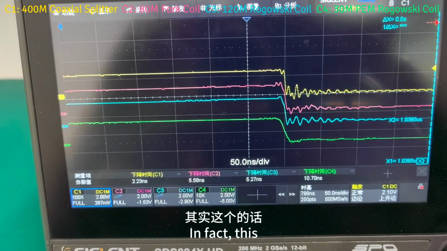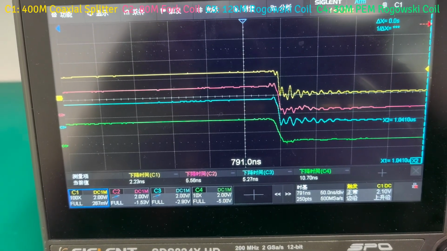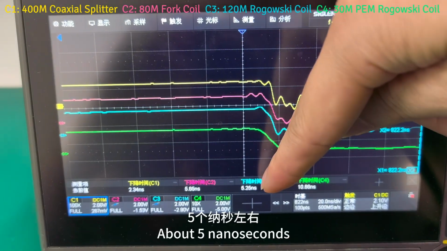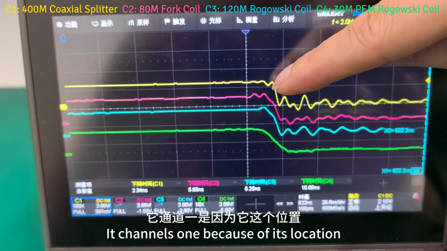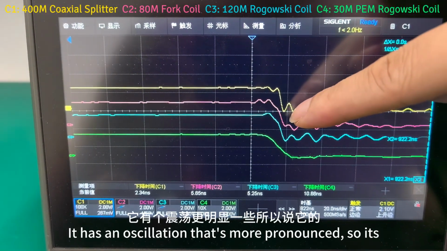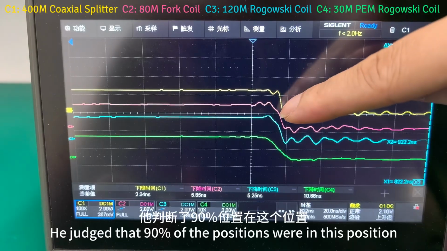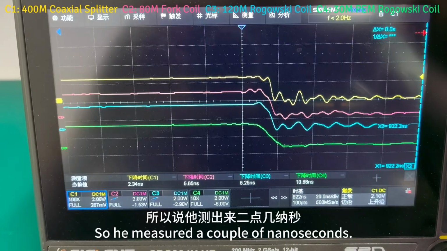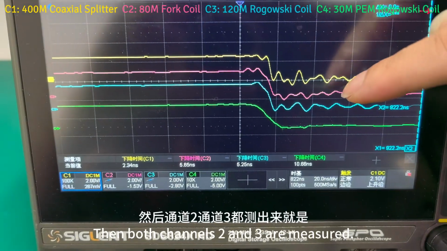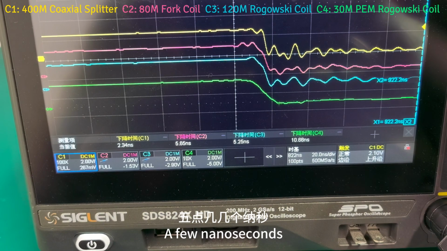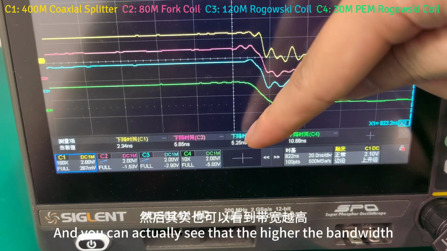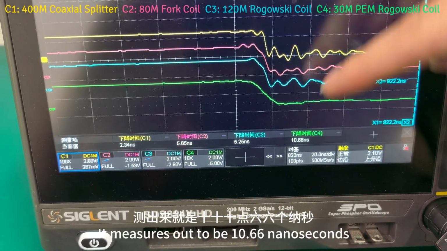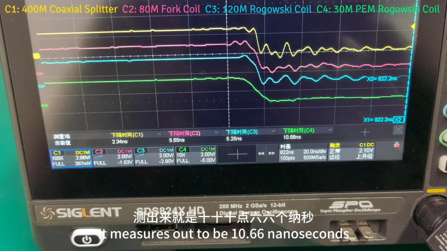In fact, that's it. We should actually be at this descent time of about 5 nanoseconds. Channel 1, because of its location, has an oscillation that's more pronounced, so it judged that 90% of the position was at this point. There's more bandwidth, so it measured a couple of nanoseconds. Then channels 2 and 3 both measured a few nanoseconds. You can actually see that the higher the bandwidth, the faster it falls, and the 30 MHz measures out to be 10.66 nanoseconds.